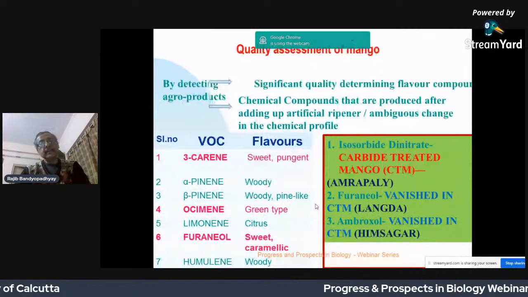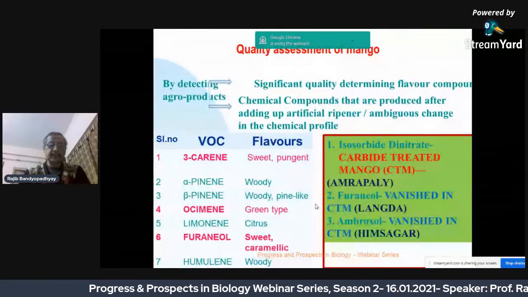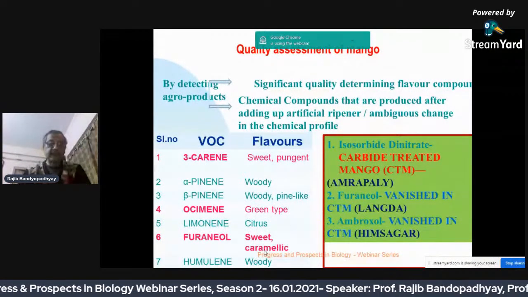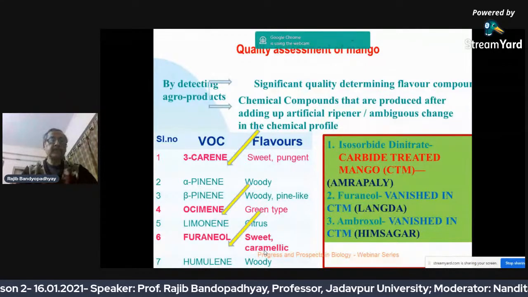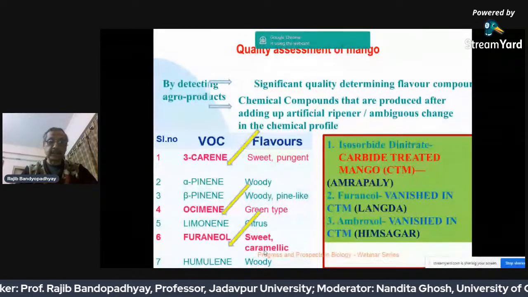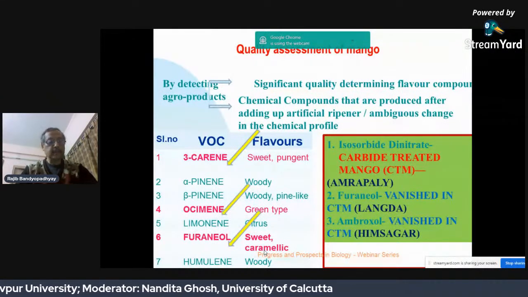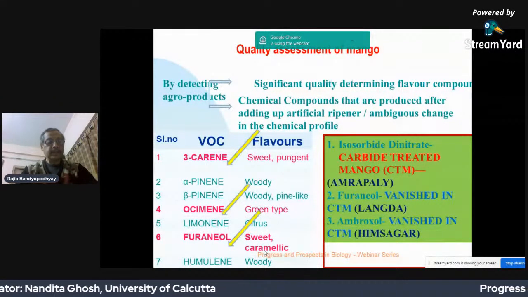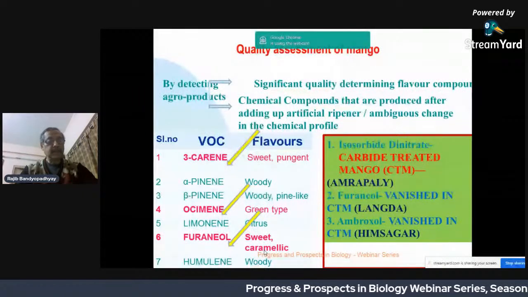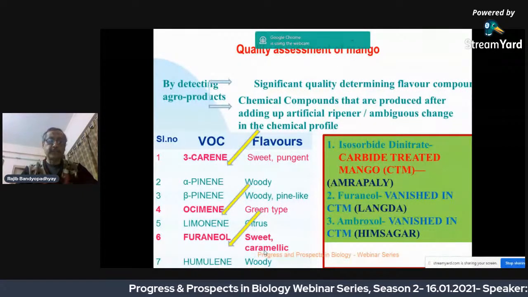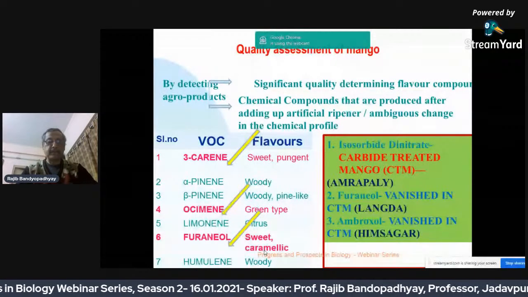Another area we have explored is quality assessment of mango. Some of the other students are working on that. We have developed sensors for 3-carene, ocimene and furaneol for mango using the same technique. But these are gas sensors, not electrodes. Out of these three, the third one, furaneol, is really very interesting. One interesting observation is that if a mango is artificially ripened, then furaneol vanishes. So we have made a furaneol sensor to check whether a mango is artificially ripened or not.